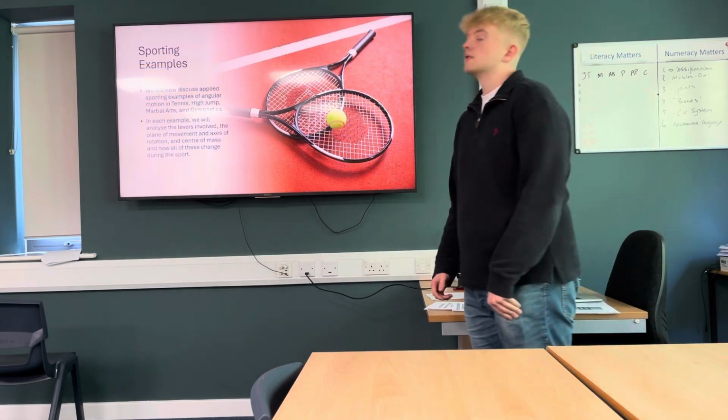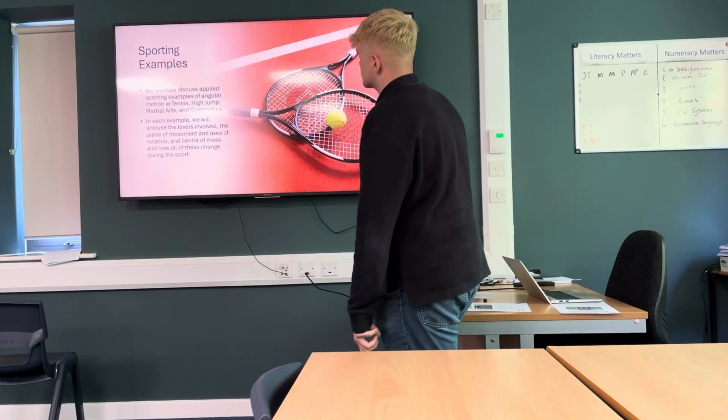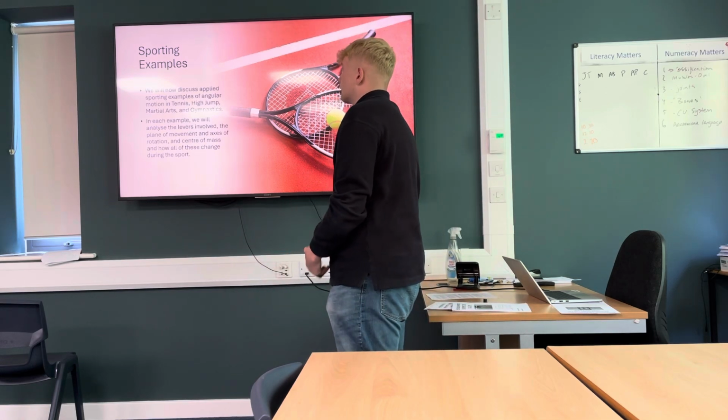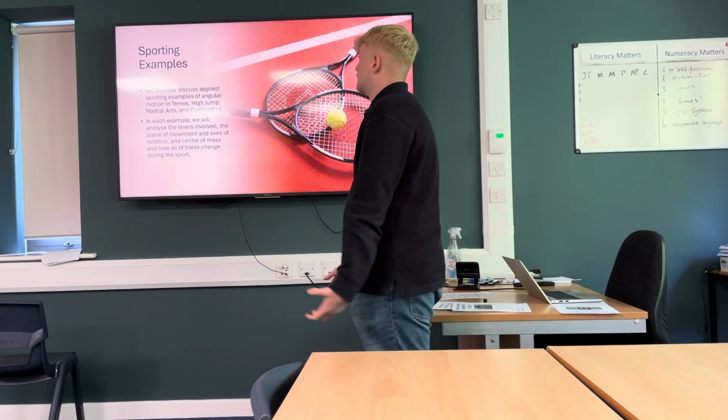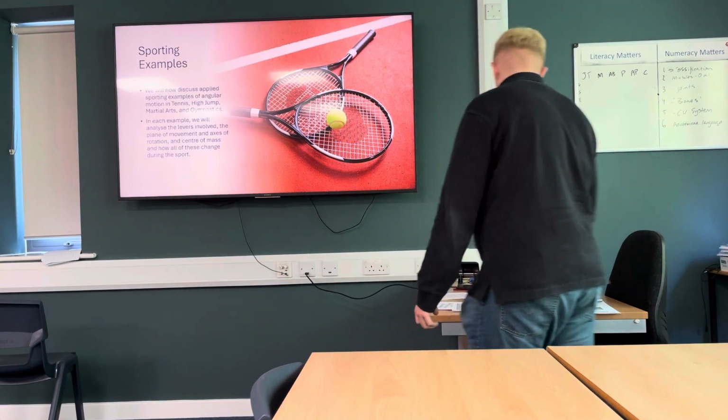On to some sporting examples. So we're going to look at tennis, high jump, martial arts and gymnastics. In each example we'll look at the levers, plane of movement, axis of rotation, centre of mass and how these change throughout the sport.